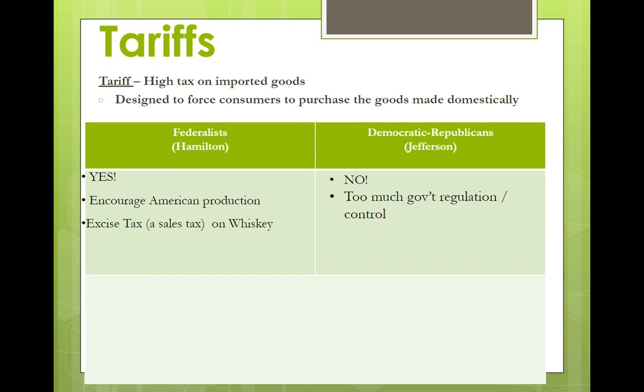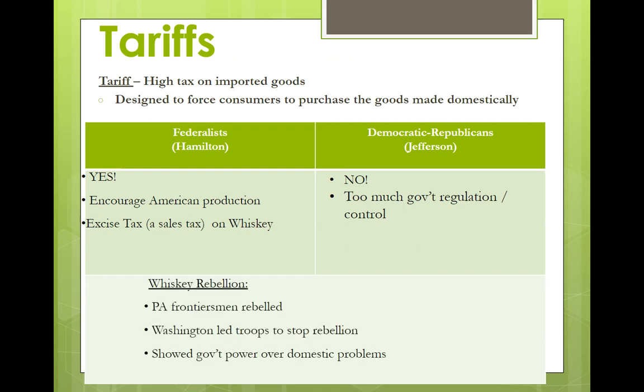The tax on whiskey, though, would be an issue because this is going to incite something known as the Whiskey Rebellion. The Whiskey Rebellion is going to show two things about the national government that it didn't have under the Articles of Confederation, but it does have now with the Constitution. And those two things are that the government has the power to tax, and that the government can raise an army in order to stop a domestic threat. So when this rebellion happens in Pennsylvania, when these farmers sort of rise up against the government because of this tax on whiskey, Washington is going to lead his troops in and stop the rebellion. And again, it shows the power of the federal government over domestic problems at that point.